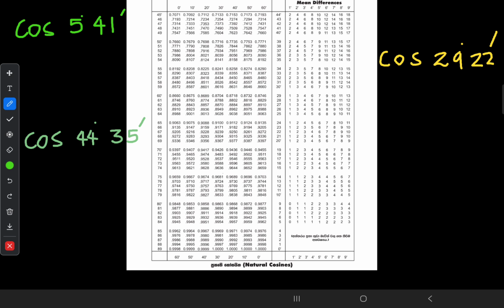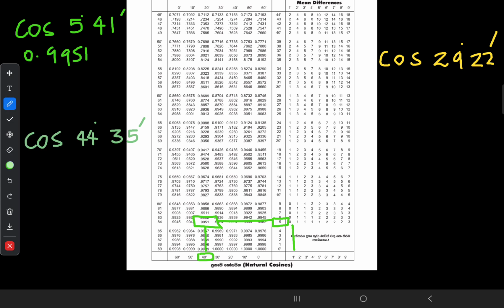First, cos 5 degrees 41 minutes. So 5 degrees 40 minutes is this, 0.9951. From that you should subtract the first mean difference. The first mean difference is just 0, so there is no need to subtract anything here. You can keep the answer as it is, 0.9951.